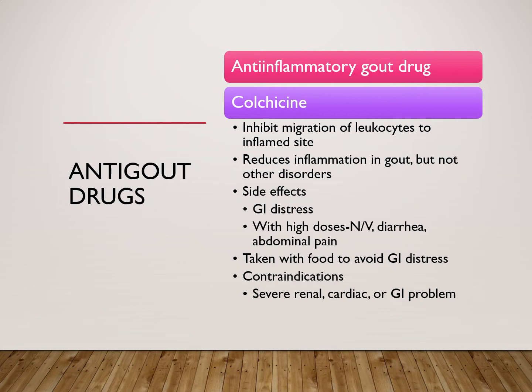Colchicine, I just butchered the name, I'm really sorry, is the anti-inflammatory gout drug. It inhibits the migration of leukocytes to the inflamed site. It reduces inflammation in gout, but not other disorders. It does have some side effects, GI distress. With high doses, they're going to have nausea, vomiting, diarrhea, and abdominal pain. We want them to take it with food to avoid GI distress, and it is contraindicated for severe renal, cardiac, or any GI problems.